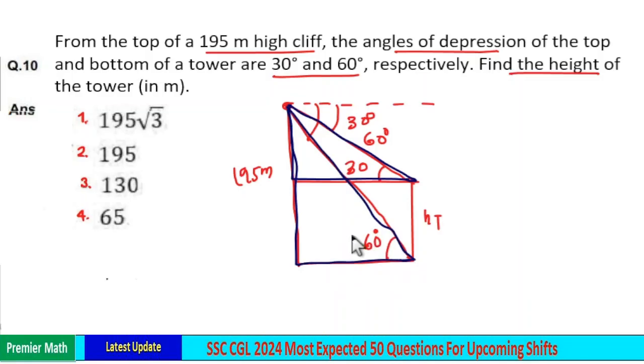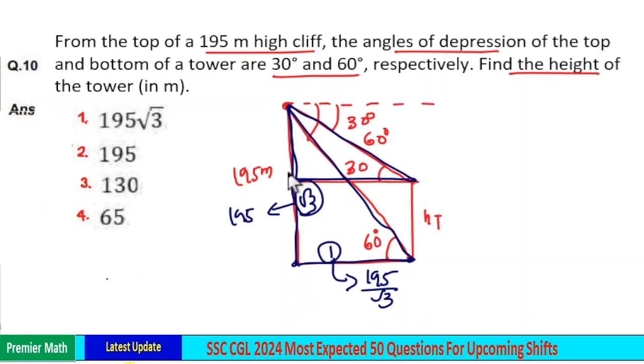So from this, tan 60 is equal to root 3. That is, opposite side by adjacent side are in the ratio root 3 is to 1. Now this root 3 part is equal to the total height, 195 meters. Then one part is equal to 195 by root 3. That is, this horizontal distance is constant.